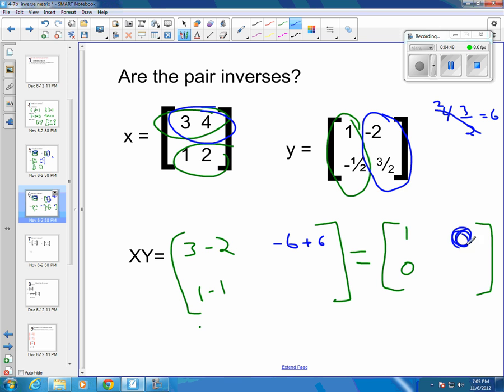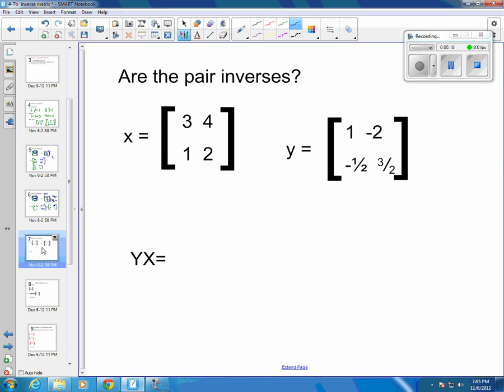Then this 2 and 3/2 times this 1 and 2. So -2 times 1 is -2. And 2 times 3/2, the 2's cancel, and that is 3, so that's a plus 3. Negative 2 plus 3 is 1, and this is the identity. Are they inverses? Yes, they are. Notice this is 3, 4, 1, 2, and 1, negative 2, negative 1/2, 3/2.